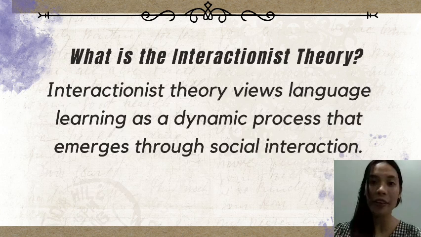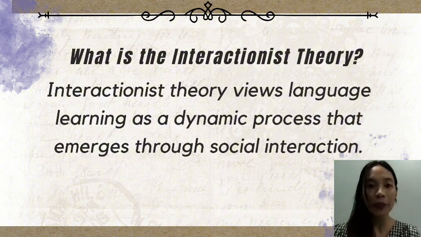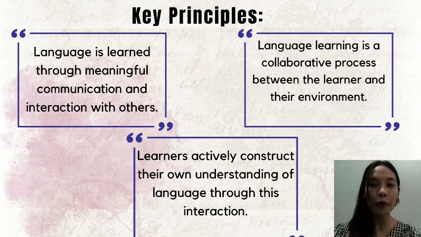Now let's go to the interactionist theory. The interactionist theory views language learning as a dynamic process that emerges through social interaction. And the key principles include: first, language is learned through meaningful communication and interaction with others. Second, language learning is a collaborative process between the learner and their environment. And third, learners actively construct their own understanding of language through this interaction. The interactionist theory posits that language learning or acquisition is fundamentally a social process, wherein interaction plays a crucial role in the development of linguistic skills. This theory has significant implications for language testing and assessment, particularly in how assessments are designed and implemented to foster meaningful interactions among learners.